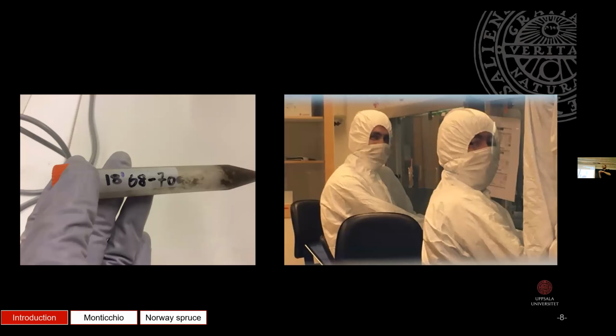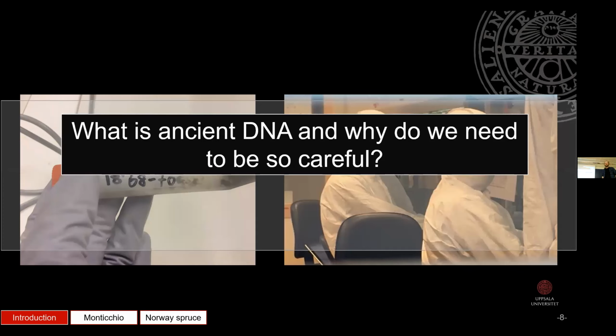They look basically like tubes with dirt when I get them, so they don't really look like cores anymore. They look all the same to me. Yeah, and then we are in the laboratory and we wear all these protective suits, and we glove everything, we clean everything with bleach so that we don't get stuff from outside into our samples. And the question, of course, is: what is ancient DNA and why do we need to be so careful? Why do we need to wear almost spacesuits to do our work, right?